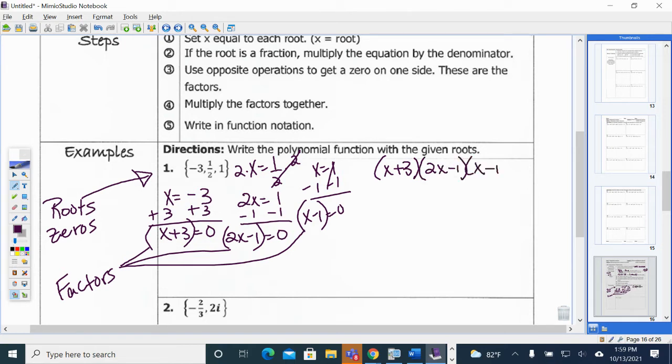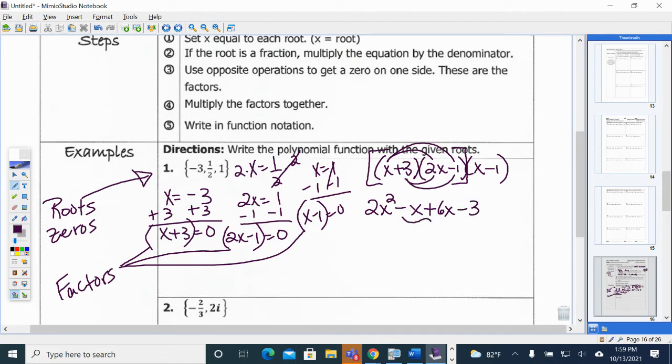And then we're going to take those factors and we're going to start multiplying. Just like we learned in lesson number 1, we can only multiply 2 things at a time. So I'm going to put brackets around the first 2, and I'm going to concentrate my efforts there. So x times 2x is 2x squared. x times a negative 1 is a negative x. 3 times 2x is a positive 6x, and 3 times a negative 1 is negative 3.